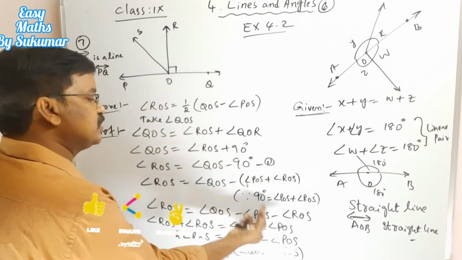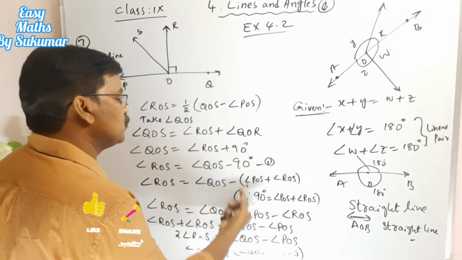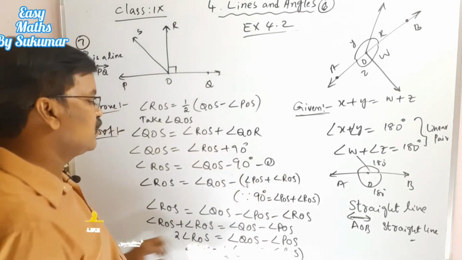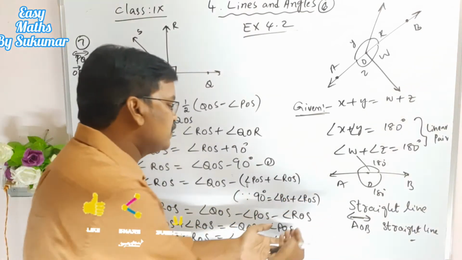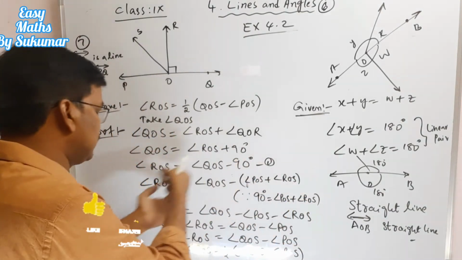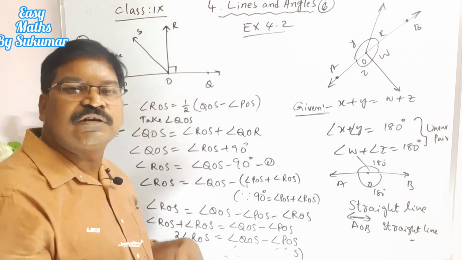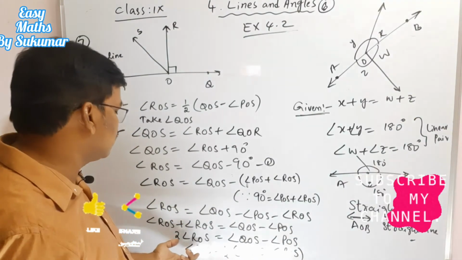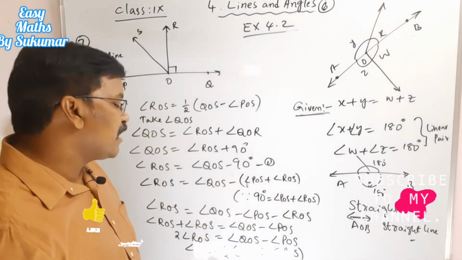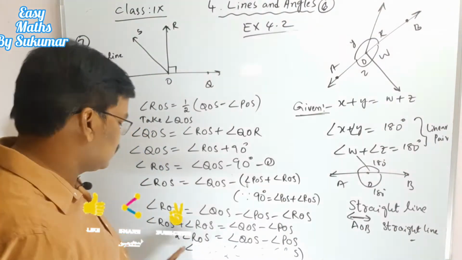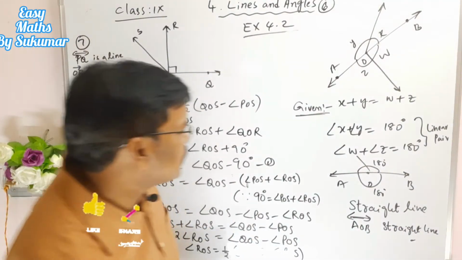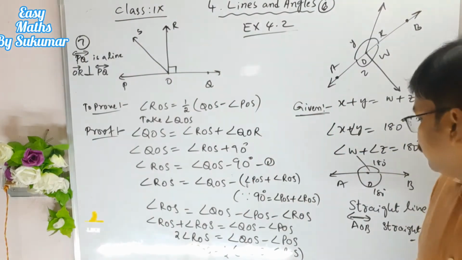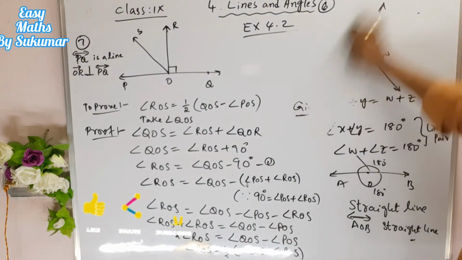So just substitute here. So this is angle POS plus ROS, and multiply. And this ROS, please take to the left hand side. That is 2 times angle ROS. So that is equal to angle QOS minus angle POS. Again send the 2 to the other side. That is half of angle QOS minus angle POS.